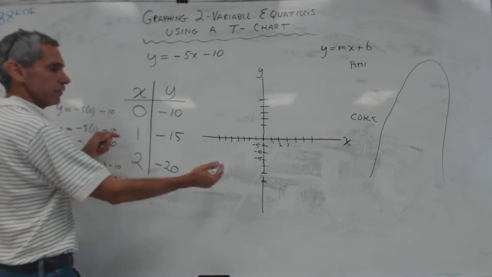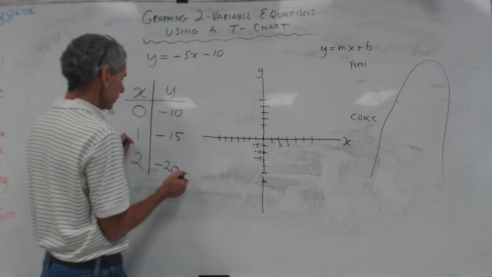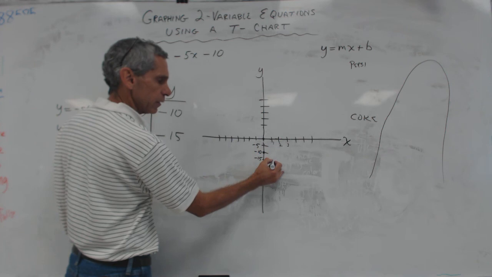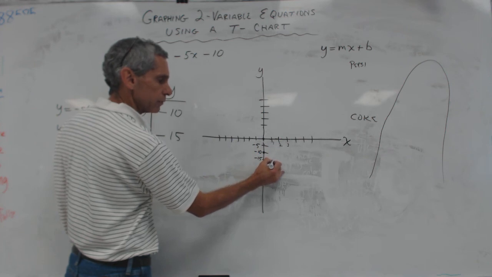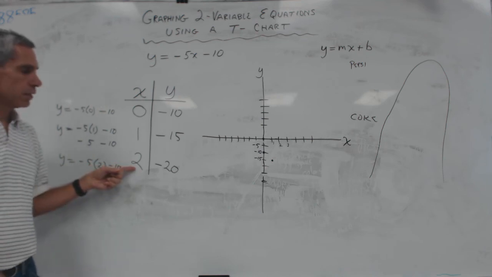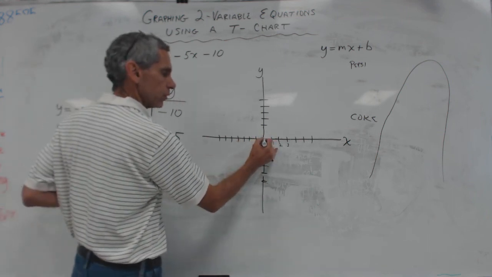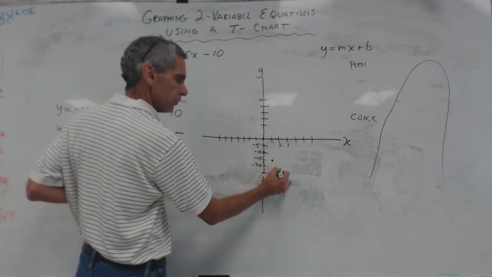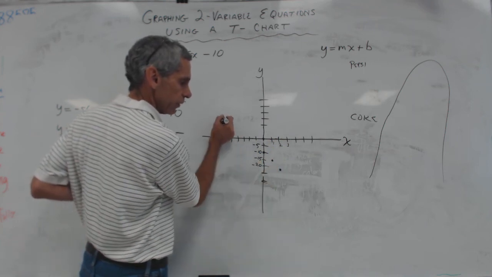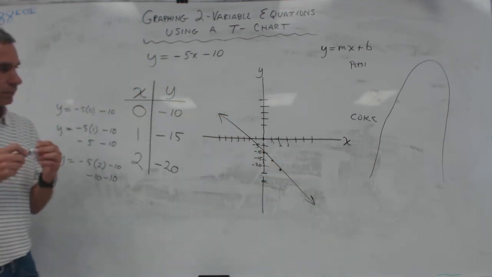So here we go. 0, negative 10. I start at 0, 0, and I go negative 10, I put a dot. And then 1, negative 15. I go over 1, I go down 15, and I put a dot. Then I do 2, negative 20. I go over 2 and down negative 20. It looks like we have a straight line. Houston, we have a takeoff. We have a graph going. There we go.